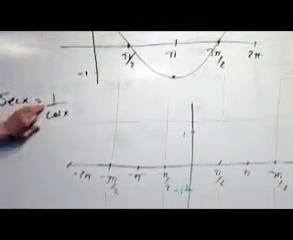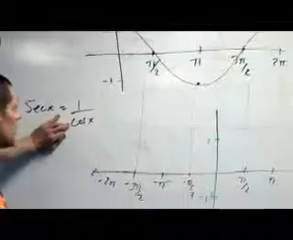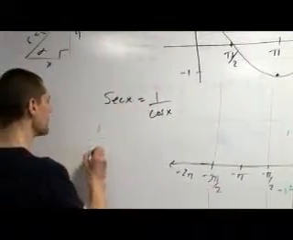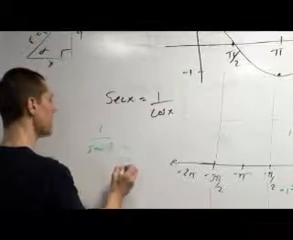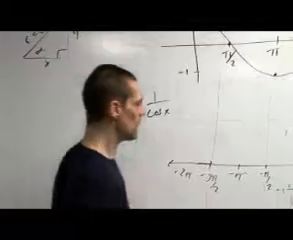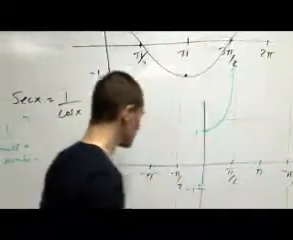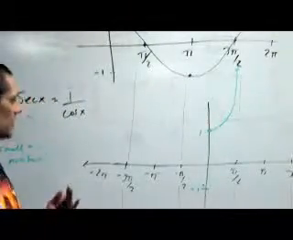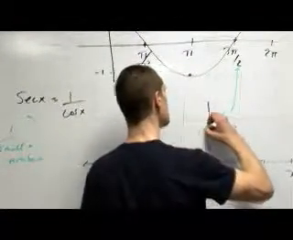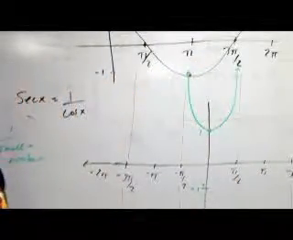When cosine x approaches 0 and it's still positive, what's going to happen? Well, as you divide 1 by a small positive number, this shoots up. So basically, this is going to do this. Similarly, by symmetry, this is going to do this, because cosine is an even function, which means that it's symmetric with respect to the y-axis.